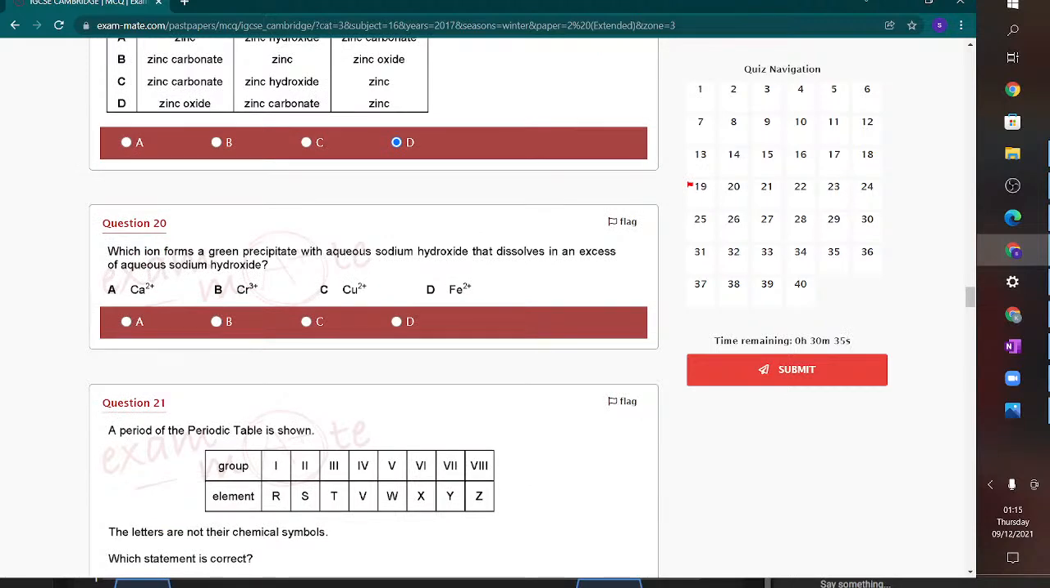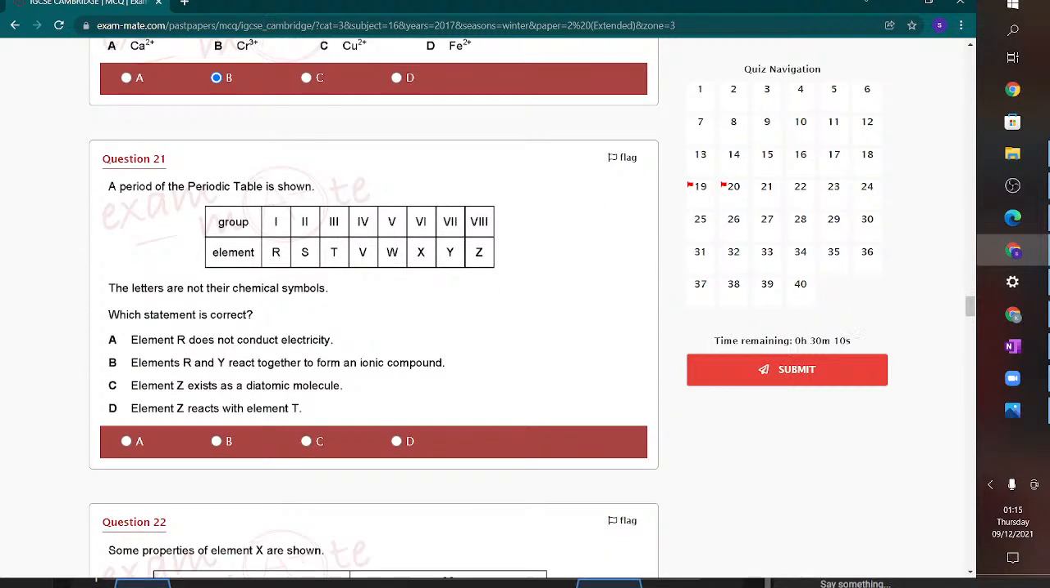Which ion forms a green precipitate with aqueous sodium hydroxide that dissolves in excess? If it dissolves in excess, then it is chromium and not Fe2 plus ion, because that does not dissolve in excess. To be honest, chromium has a gray-green precipitate. Yeah, but let's see.